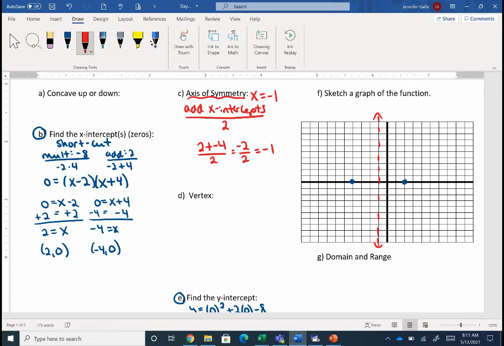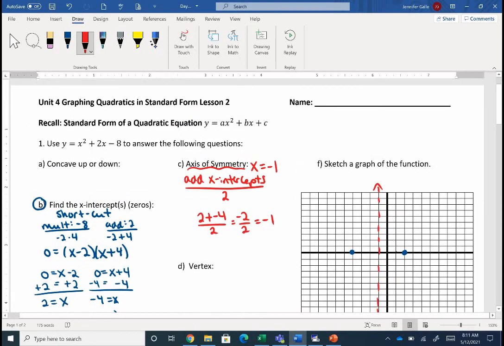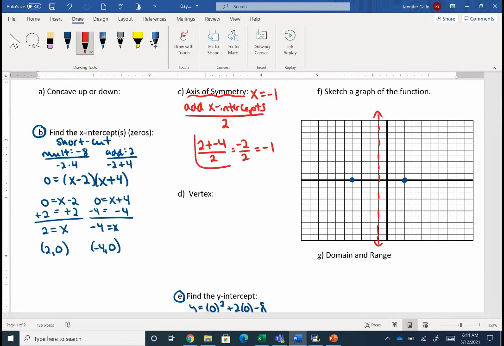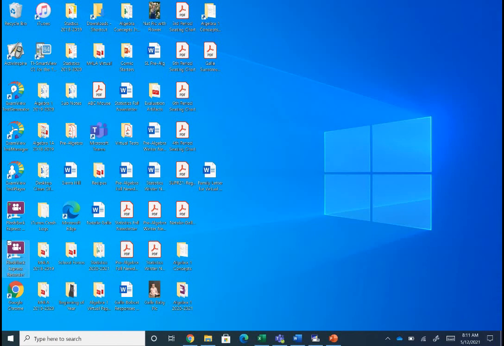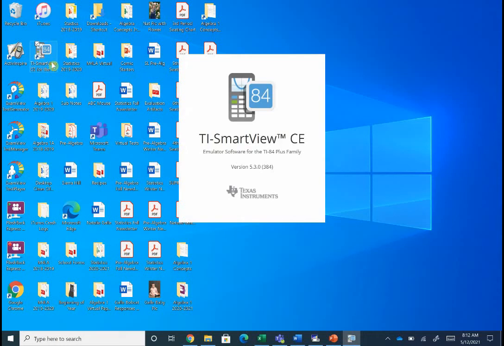Now, the thing I want to caution you on with this: if you're going to put this in your calculator, let me just show you real quick. You're going to need some parentheses in there. If you don't put parentheses in there, let me show you the difference with what happens.